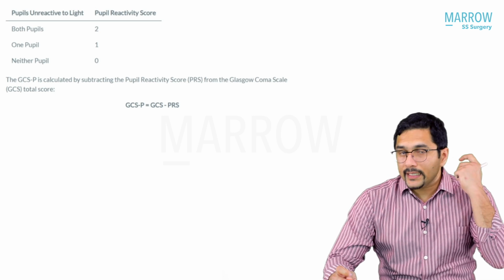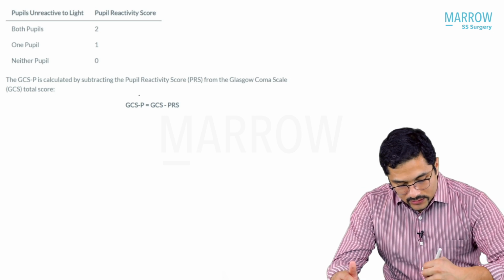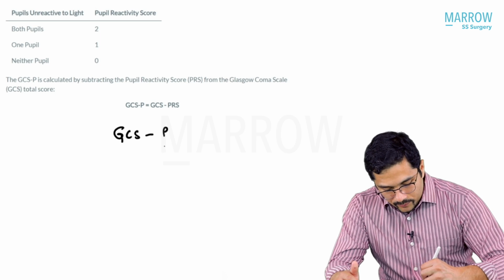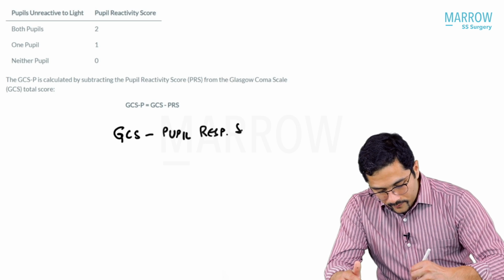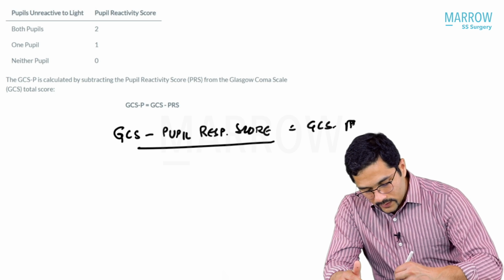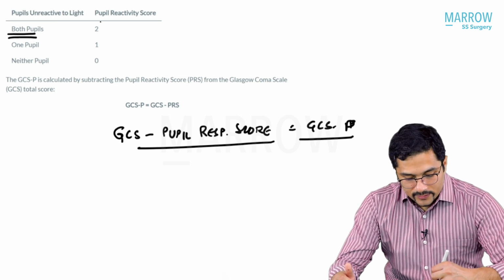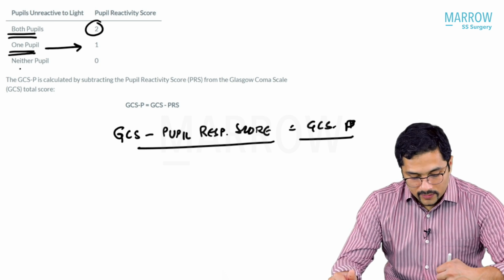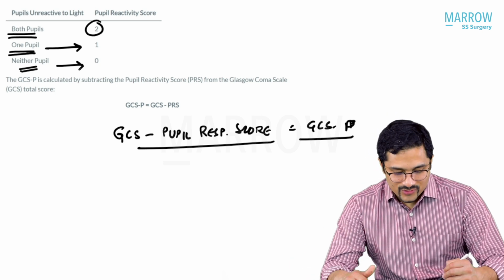Also, one more update is the GCS P score. So, what is the GCS P score? It is Glasgow Coma score minus the P score. P is pupillary response score. This will give you the GCS P score. So, if both the pupils are unreactive to light, the pupil reactivity score is 2. If one pupil is unreactive to light, the score is 1. And if neither of the pupils is unreactive to light, or they are responding, then the score is 0.